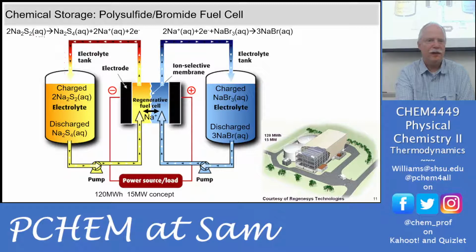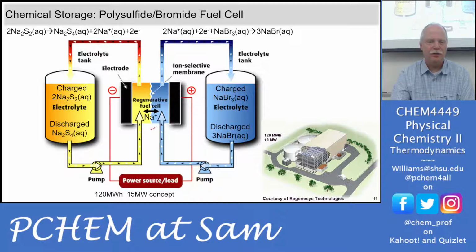So on the sulfur side of things, you've got this reaction, and noticing it's producing sodium ions. And over here on the bromine side, it's consuming sodium ions. And so sodium ions are moving from the left to the right or right to the left, depending on if you're charging it or discharging it. So if you're discharging it, you're running this backwards. If you're charging it, you're running it forwards.